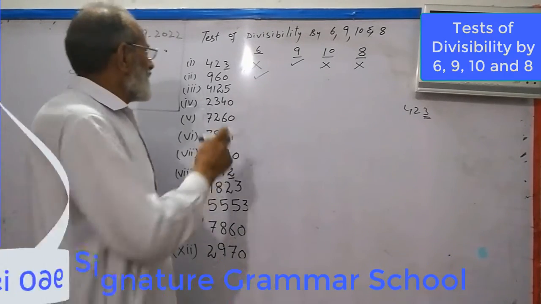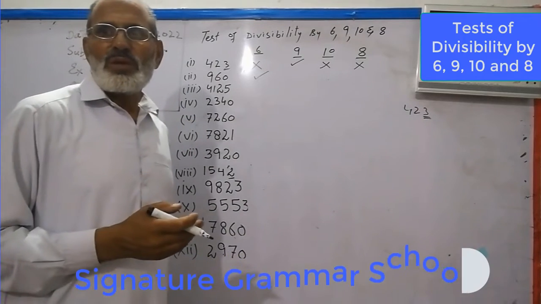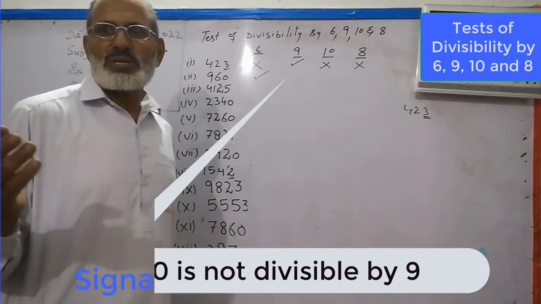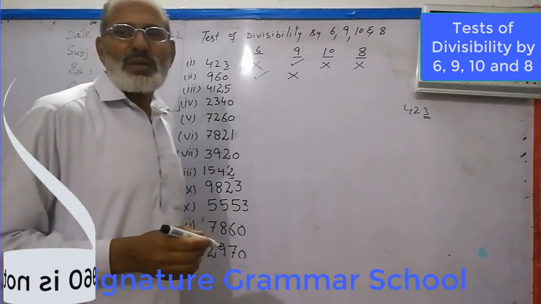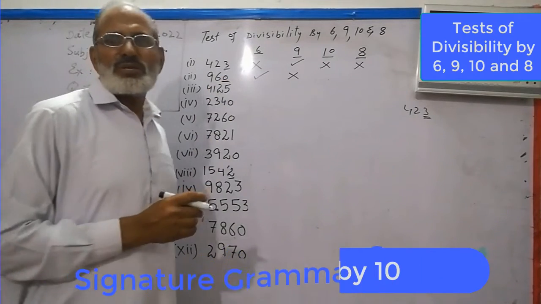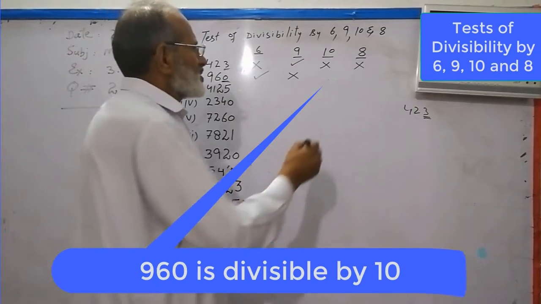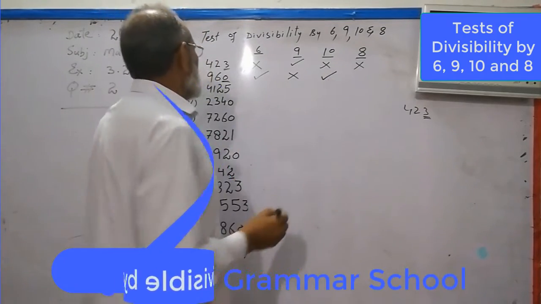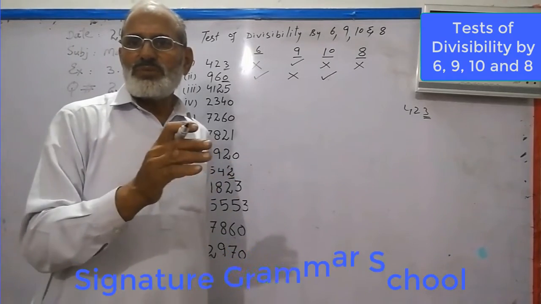For 9, if you take the sum total of these 3 digits, one is 0, so it becomes 15, and 15 doesn't come in the table of 9. So this value is not divisible by 9. And for 10, here it's 0, and whenever there is 0 at the unit place, that value is divisible by 10. So it is divisible by 10. For 8, I am taking these 3 digits, the value of these 3 digits.